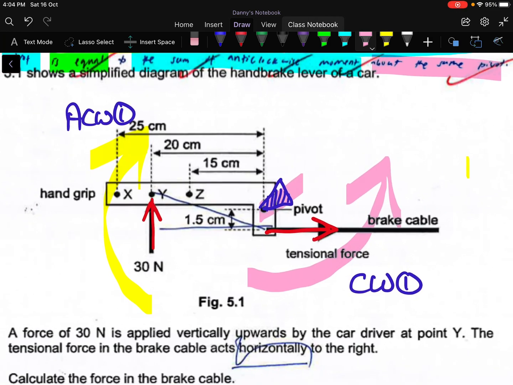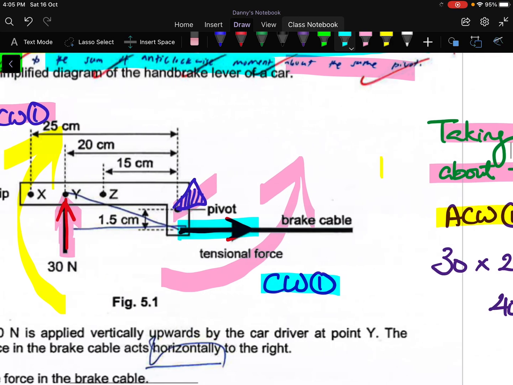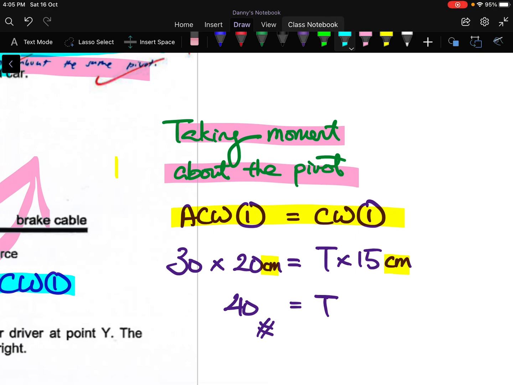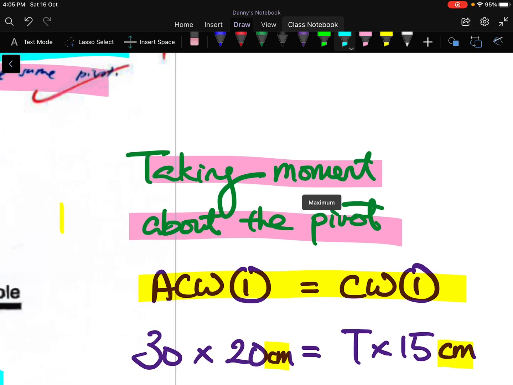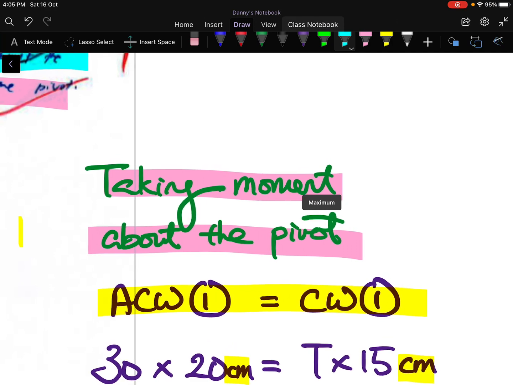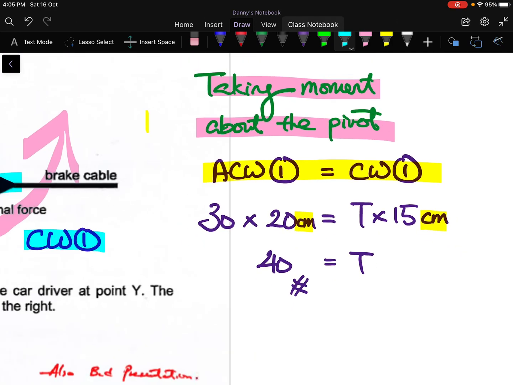So what you need to do is that you analyze each force. So for example, if I want to analyze the 30 Newton force, I would say that okay, this 30 Newton force will give me the anti-clockwise moment 1. And then when I analyze the tensional force, I will say that okay, it gives me the clockwise moment number 1. And because there are only 2 forces, there will only be 2 moments. So now I've identified the moments, clockwise and anti-clockwise. I can then put it into my moment statement, right? I know that the sum of clockwise and anti-clockwise moments must balance, so that's why I write the yellow line.